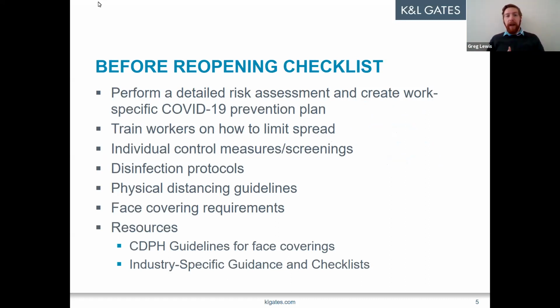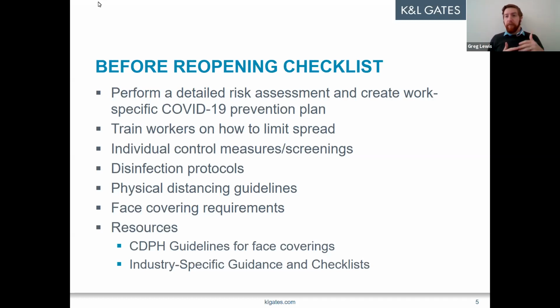And so the playbook has a before reopening checklist, and I'm just going to briefly move through all these points. First, most especially, you're going to hear from us throughout this presentation, one of the most important things that can happen is for the business to perform a detailed risk assessment and create a work-specific COVID-19 prevention plan. The state of California has a lot of industry-specific resources, which are a great starting point, but no 2 businesses are created the same. The layouts of the company are different. The interactions with customers and with one another are also different. And so the playbook encourages a work-specific prevention plan. It needs to have a plan.